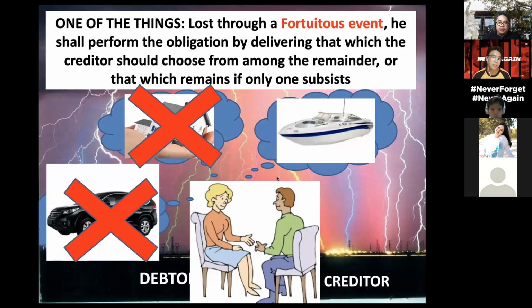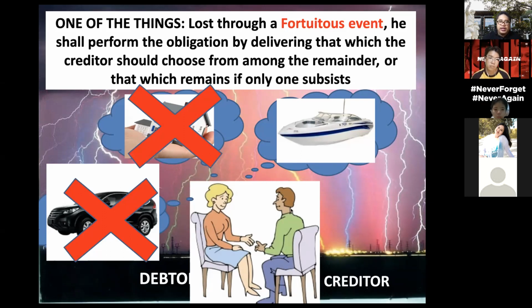Question: should the debtor pay for damages? Answer: no, because it was a fortuitous event. A fortuitous event is out of her control, Dina's control. The car got hit by the lightning, and because the car was parked near the house, the house got burned. Both were lost. Only the boat was saved because it was in the water. So it subsisted, and that which remains will now be the only choice of the creditor.